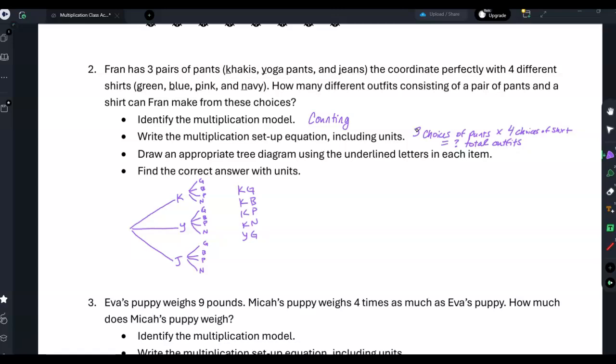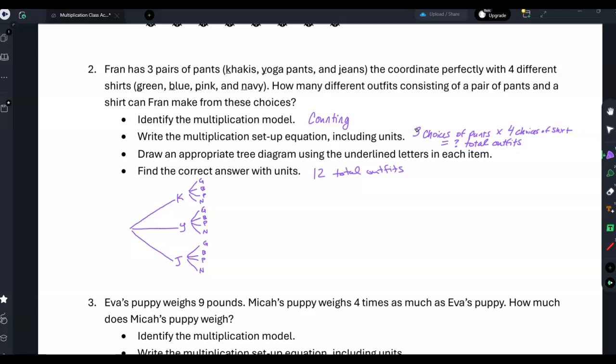Really though, all I need to do if I just want to know how many is just count the total number of ending branches. So I'm not going to make the list, but you could. What I should be getting here is that there are 12, which makes sense because that was 3 times 4. So there are 12 total choices or total outfits, or 12 total combinations of shirt and pants.